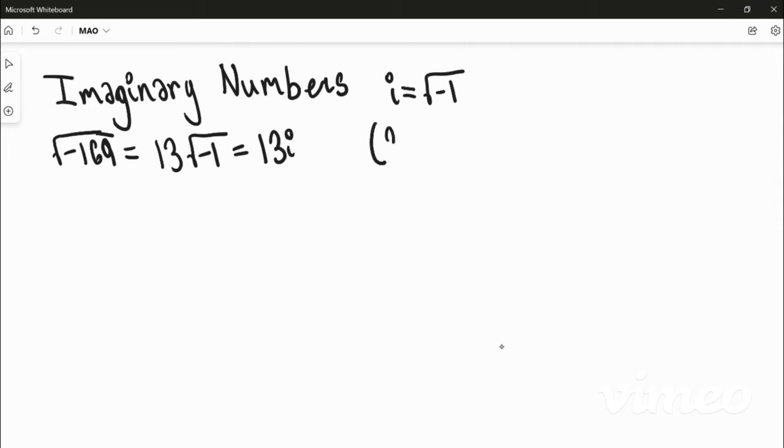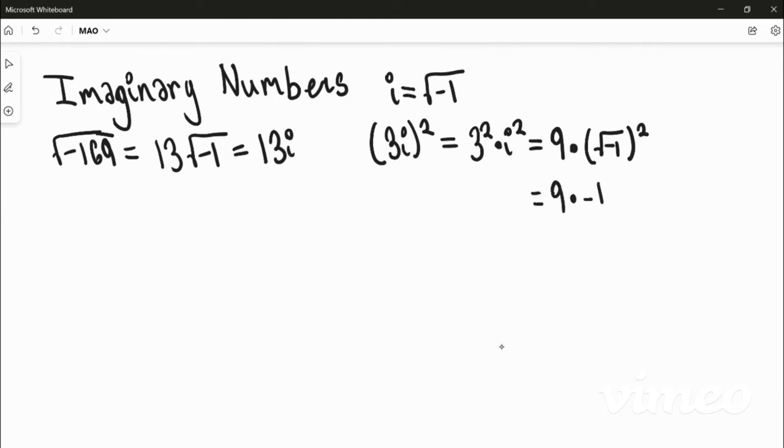If you have (3I) squared, well, you have to distribute that square, so that's 3 squared times I squared. 3 squared is 9, so 9 times, well, what's I? I is the square root of negative 1, squared. The square root and the square cancel out, so then this is just equal to 9 times negative 1. And 9 times negative 1 is negative 9. So that's 1.